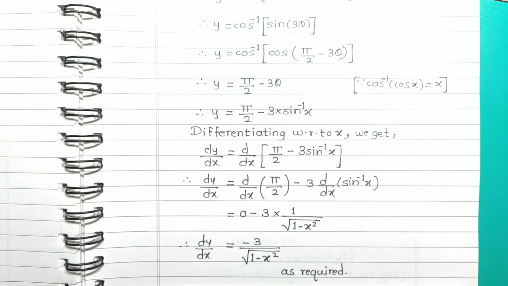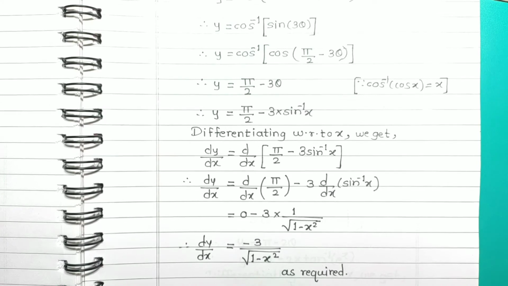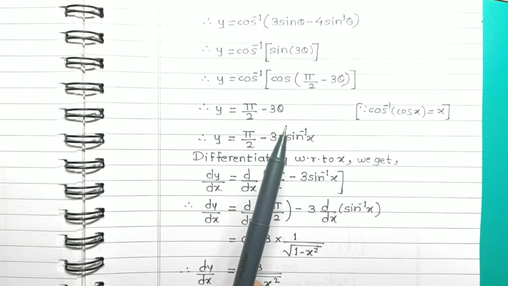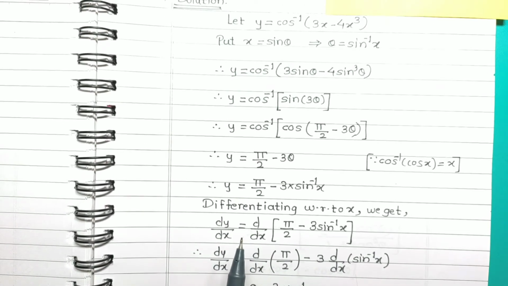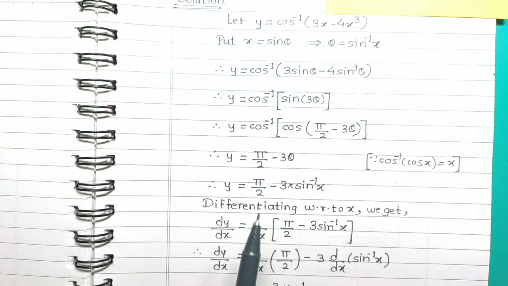as required. So students, you observe here how trigonometry has helped us simplify the given function, and you also note that if you are not good in trigonometry, if you cannot recall results from trigonometry, then you cannot solve such types of examples. For such examples, you must be good in trigonometry. You must be able to recall results from trigonometry properly and quickly.